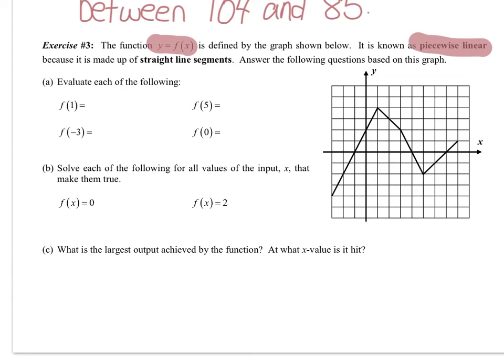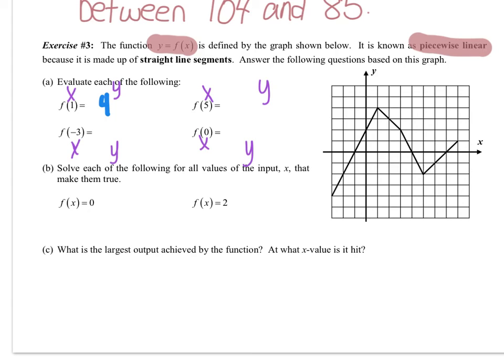So f of 1. Well, what does this mean? This means when x is 1, what's my y? When x is negative 3, what's my y? That should be an x. When x is 5, what's my y? When x is 0, what's my y? So x, y, x, y, x, y, x, y. What do we put in and what do we get out? So looking at the graph, if I put in 1, which is 1 on the x-axis, my y value is 1, 2, 3, 4. So f of 1 is 4.